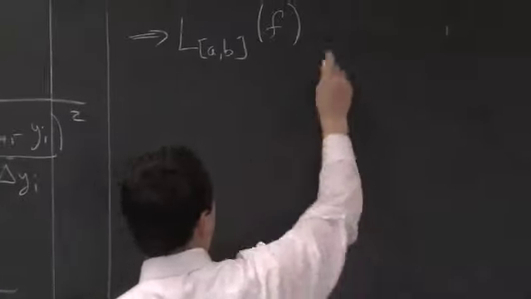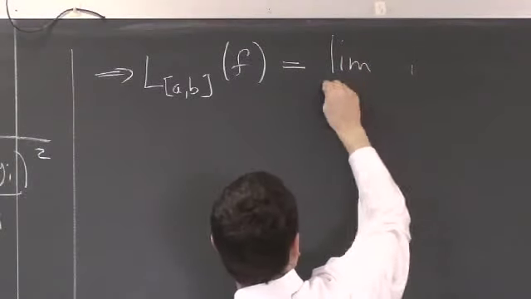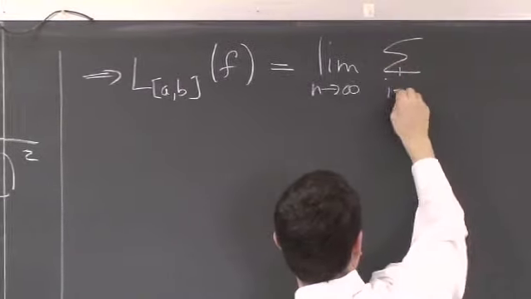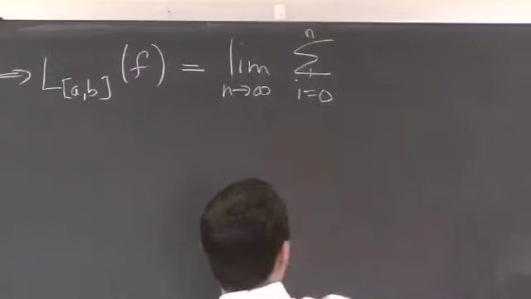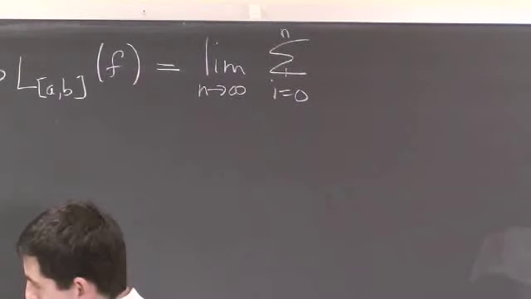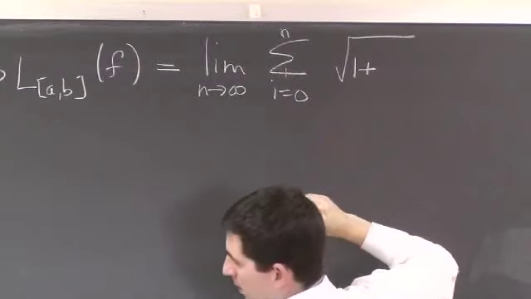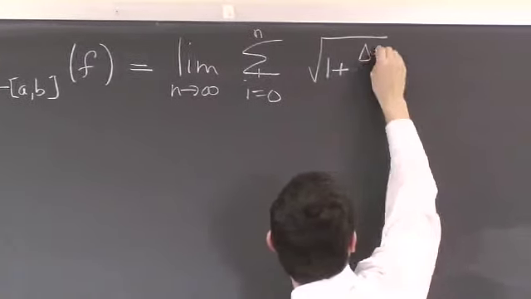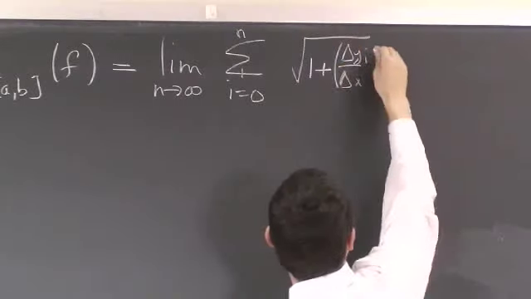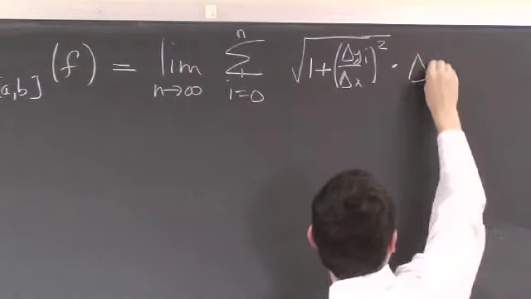Okay, so the length of f on the interval AB should equal the limit as n goes to infinity of the sum, i equals 0 to n. And now instead of just having the length from Pi to Pi plus 1, I can write down the square root of 1 plus delta yi over delta x, squared, and then on the outside times delta x.